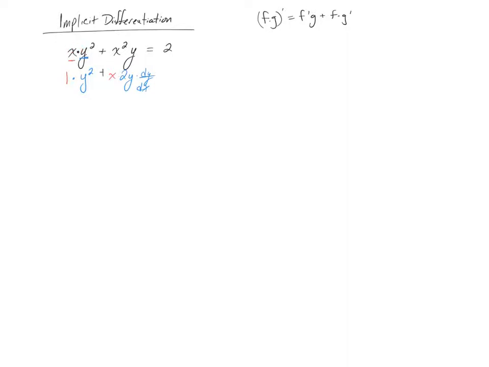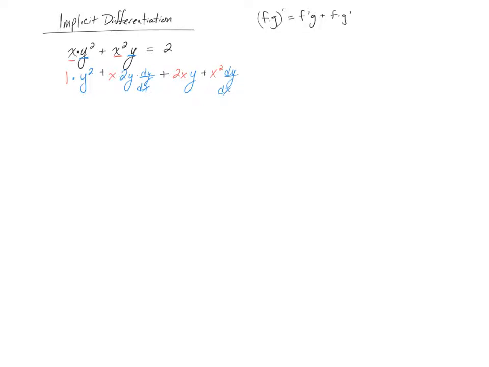So now we just need to do the same thing with this next term, x squared y. So again, I'll define x squared as my f and y as my g. So we need to use the product rule on that. So it's going to be the derivative of x squared, which is just 2x, and then that gets multiplied by g, which is y. Then we're going to take the original function f, x squared, times the derivative of y. And the derivative of y, again, is just dy dx.